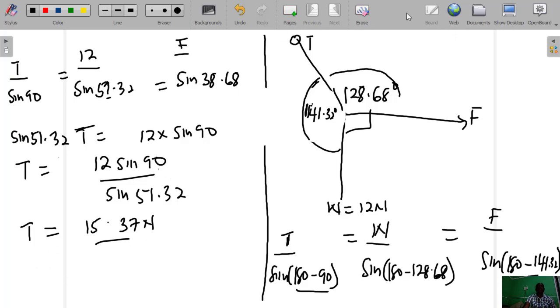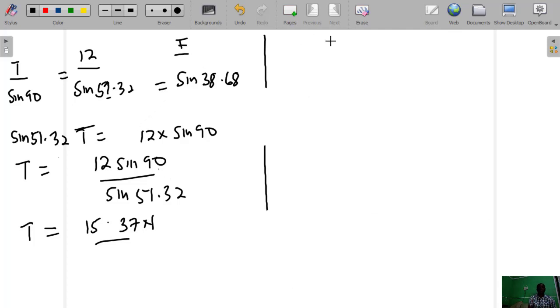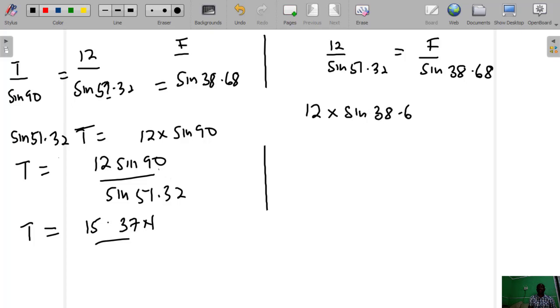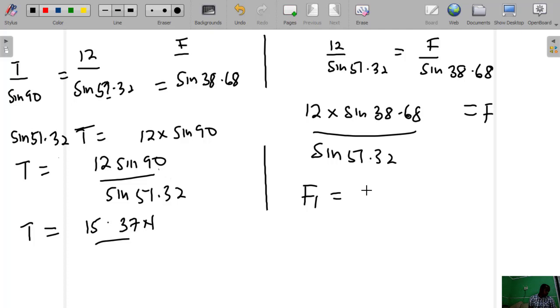Let's check our force now. We are finding the force the same way. 12 over sine 51.32 is equal to F over sine 38.68. So do cross multiplication: 12 times sine 38.68 over sine 51.32 will give us F. Therefore, our F is equal to 9.61 Newton. So we are done with them. Our tension is 15.37 Newton, but our force is 9.61 Newton.